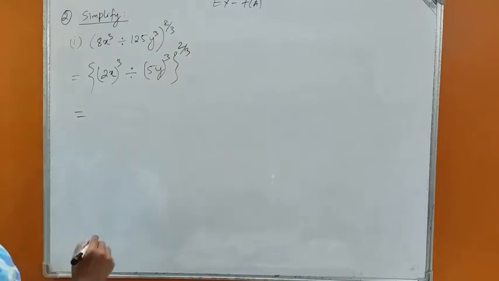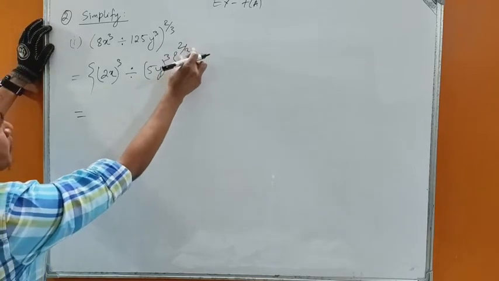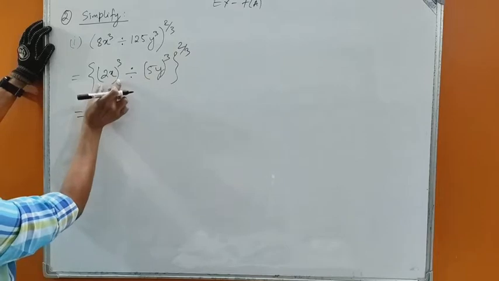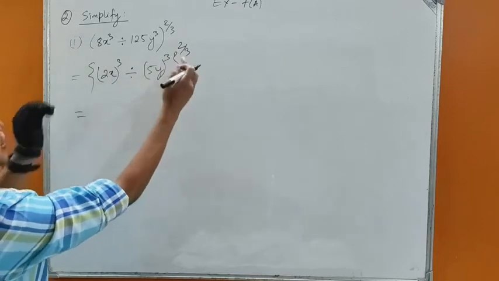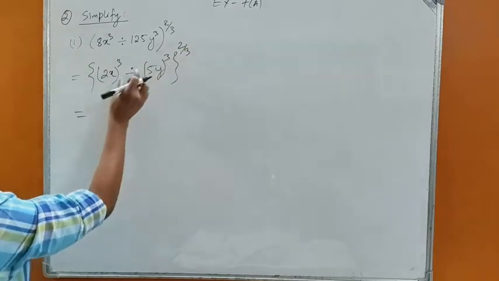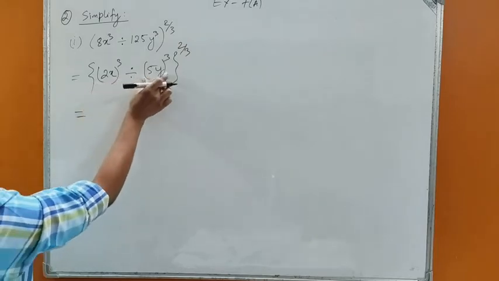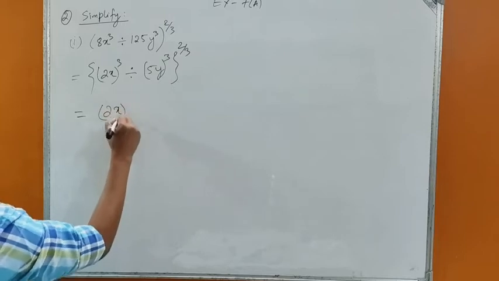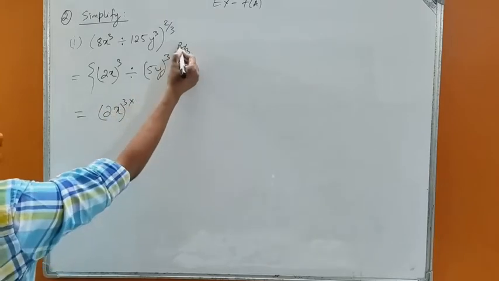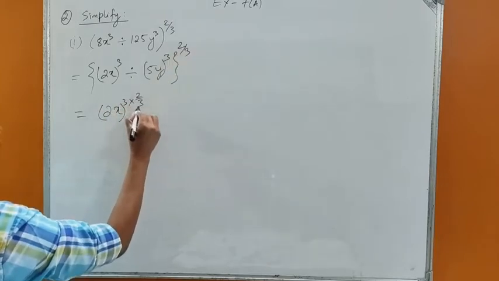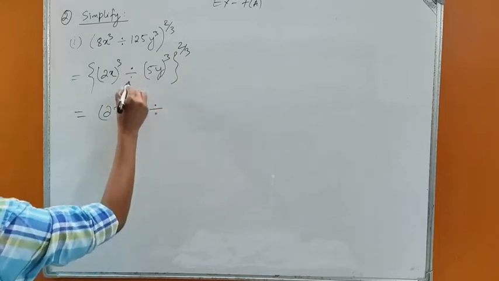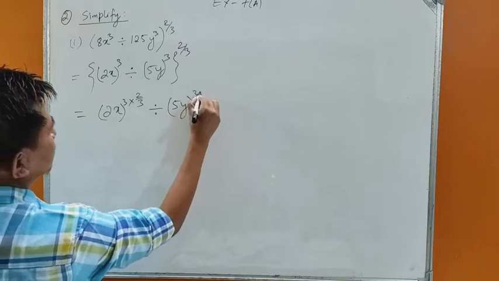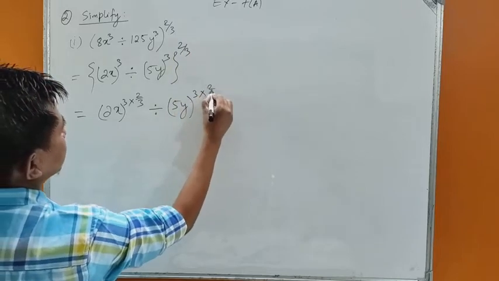Okay, now let's put this 2 upon 3 individually, because this power 2 upon 3 is for both the numbers, this and this, isn't it? Because both the numbers are within the bracket. So 2 upon 3 is for this number also and for this number also. Let's put individually. Okay, 2x cube into 2 upon 3, divided by 5y cube into 2 upon 3.